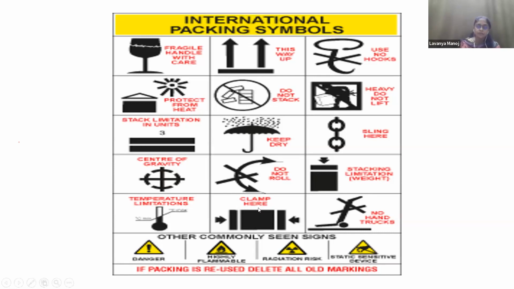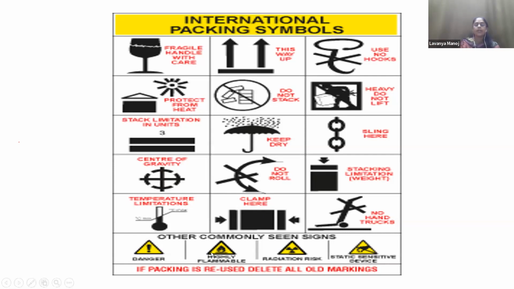Clamp here, so a few cartons should be lifted from the sideways. So sideways, the crane should clamp the product and lift it. For a few products it should be lifted from the upward, for a few products it should be from the sideways. And no hand trucks, okay, don't use any hand trucks.